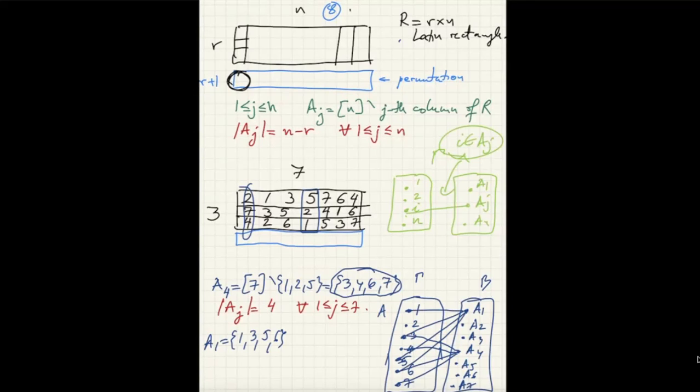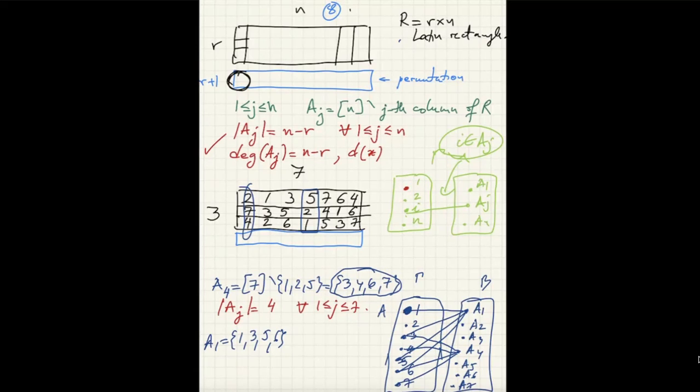Okay, so then what can we say about this graph? Well, in this graph gamma, the degree of each vertex AJ is actually its cardinality, and that is n minus r. So that's easy. What about from the left-hand side? What is the degree of each vertex? What is the degree of a vertex X? Well, this is easy to see on an example. So let's see what is the degree of 1 in this graph.